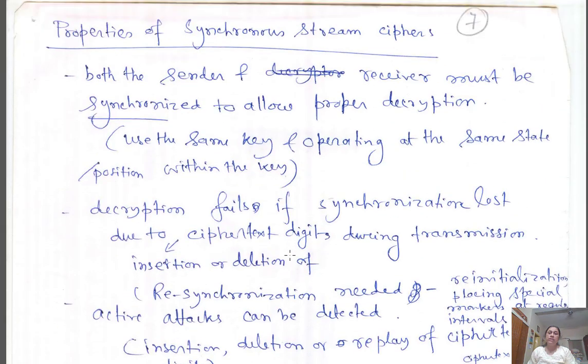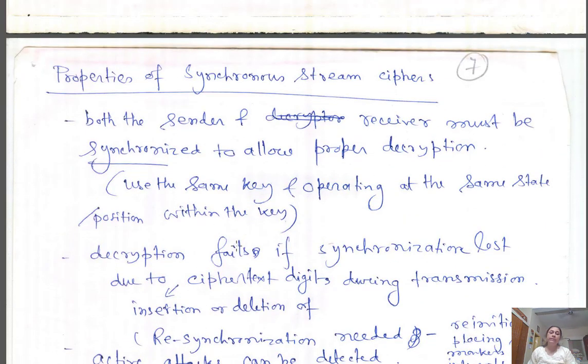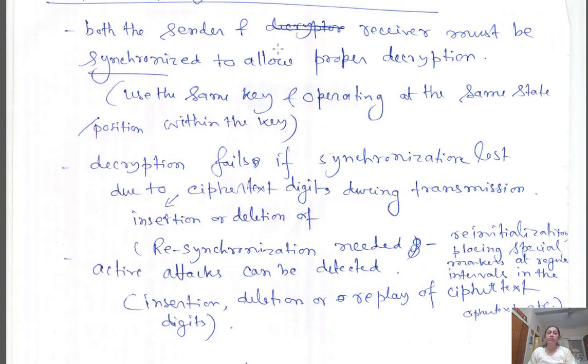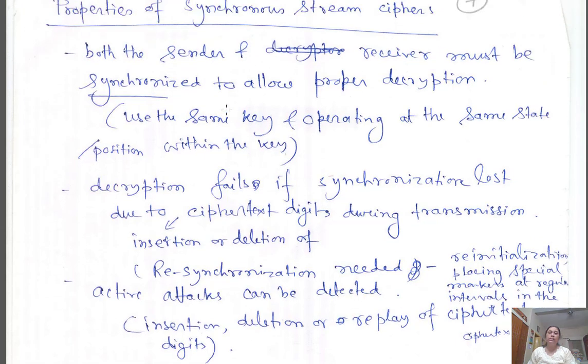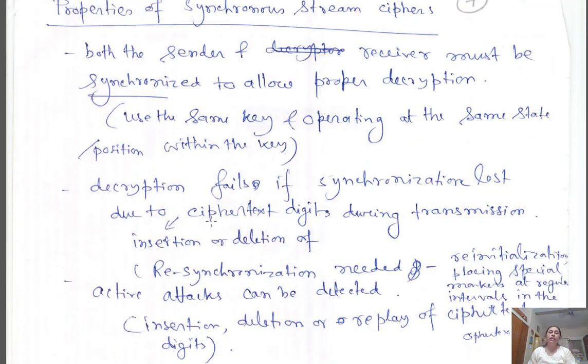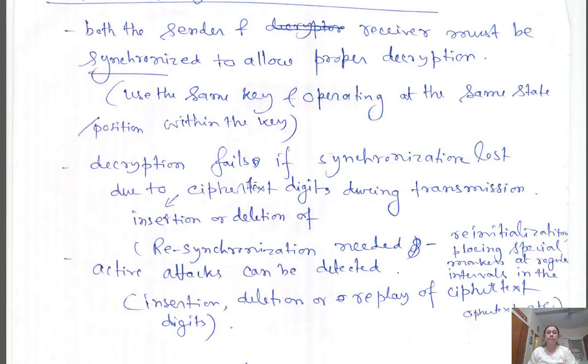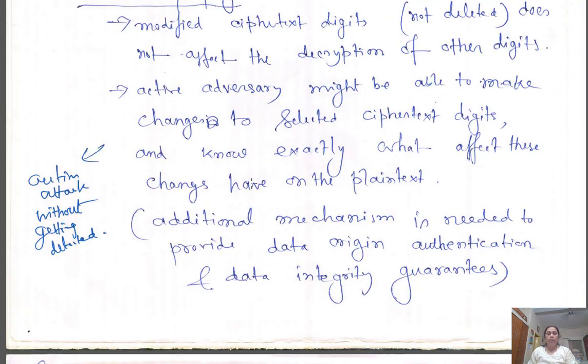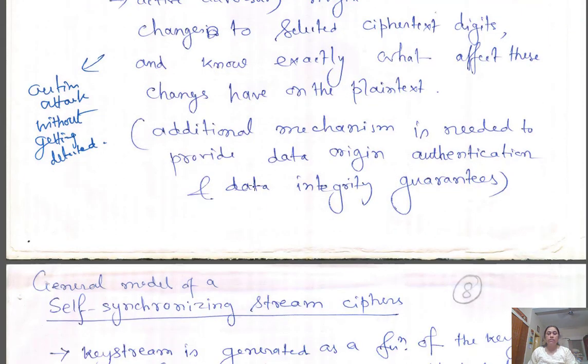So for the synchronous stream cipher, these are the advantages. We have two main properties for the synchronous stream cipher. One is that synchronization is needed between the receiver and sender. Another is no propagation of error. And both have their advantages and disadvantages. So this is your synchronous stream cipher.